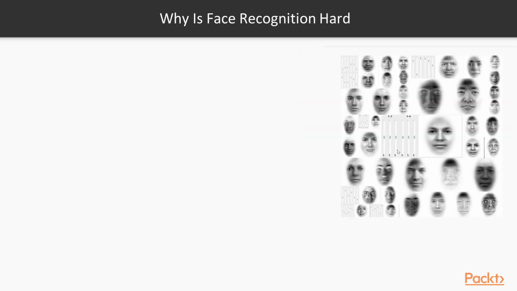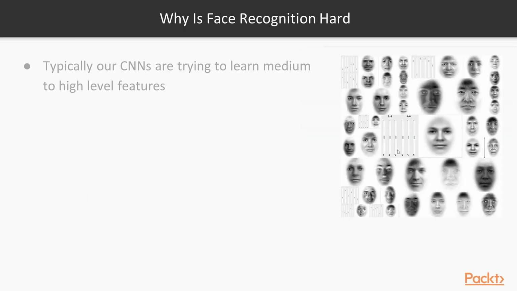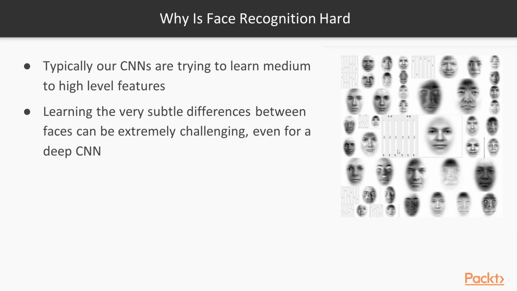So why is facial recognition hard? Well, firstly, convolutional neural networks learn medium and high-level features quite well. However, these features don't really pick up the subtle differences between faces, which are things like a different size eye or different size nose or different cheekbones. We could look at these different faces here. So you need to have a way to extract these points and use them to train your CNN.